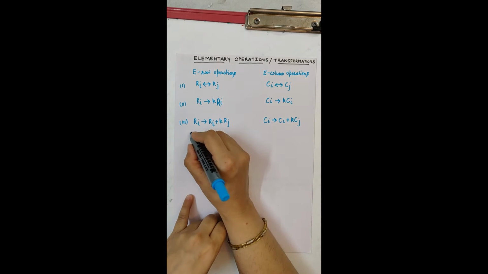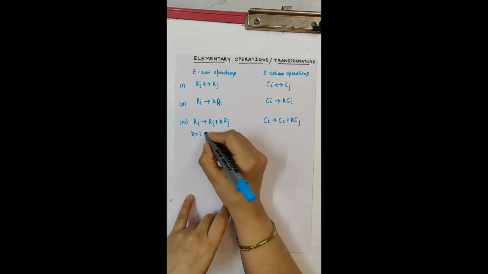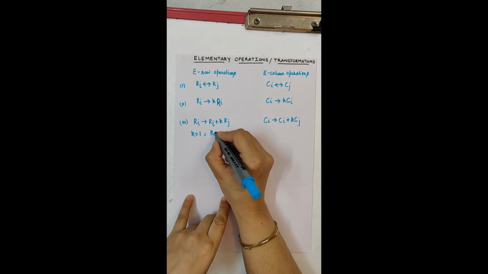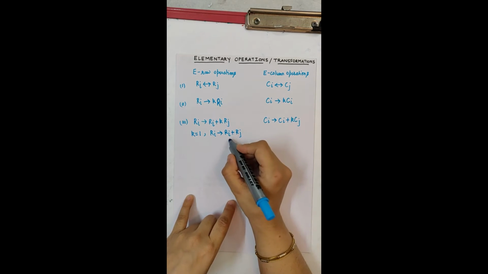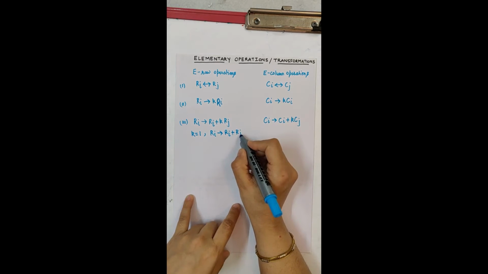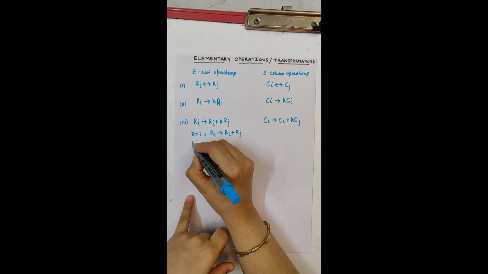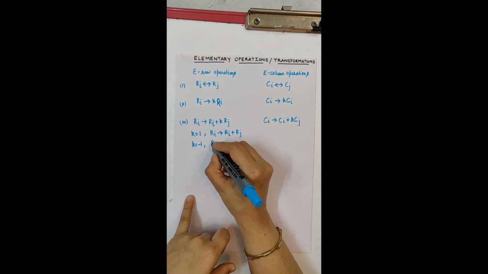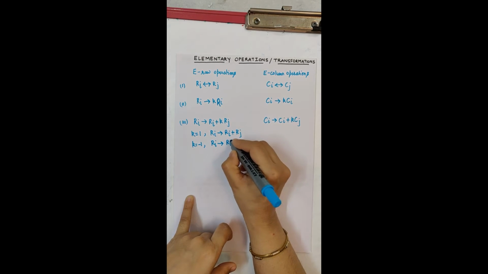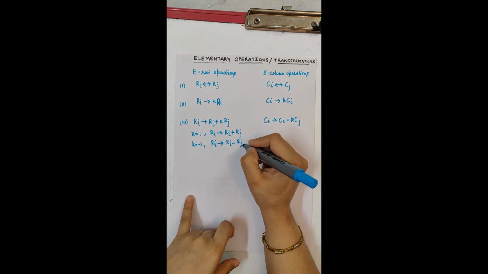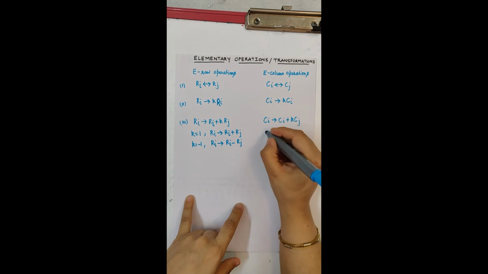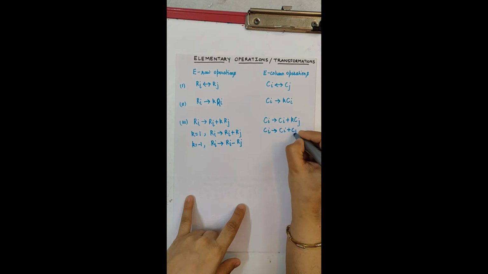Now for the third operation in particular, if I take the value of k to be equal to 1, then the operation is Ri goes to Ri plus Rj, which simply means that I am adding to the elements of the ith row the corresponding elements of the jth row. Or if k is equal to -1, then the operation becomes Ri goes to Ri minus Rj, which means from each of the elements of the ith row I am subtracting the corresponding elements of the jth row. Now these operations hold well for columns also. So this will be Ci goes to Ci plus Cj, or Ci goes to Ci minus Cj.